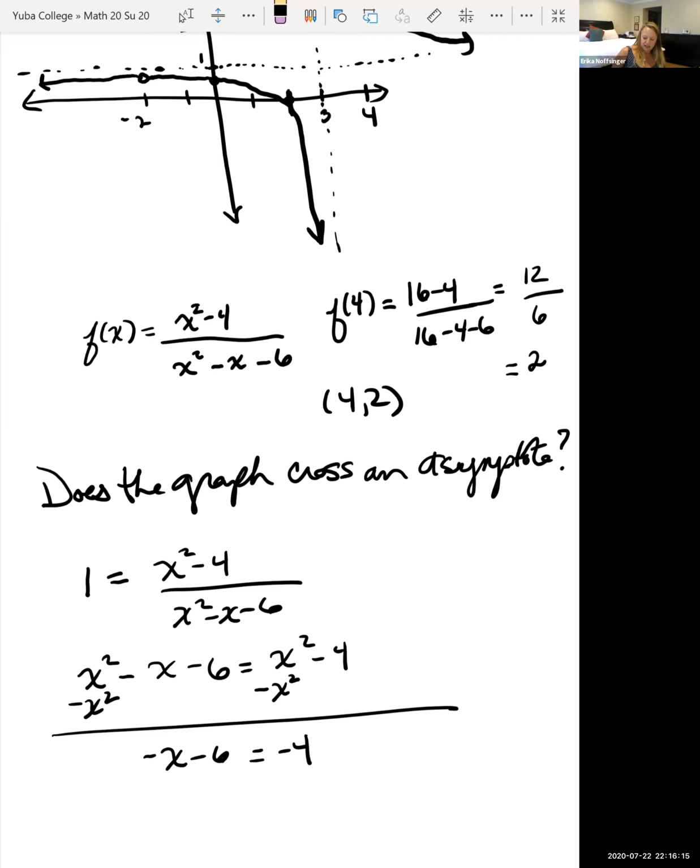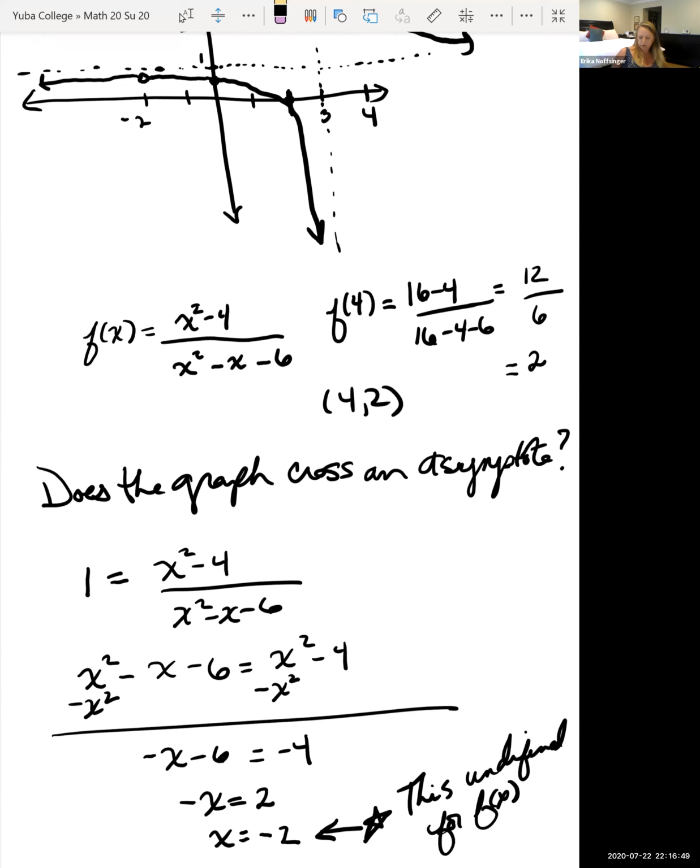So this is now a linear equation. Let's add 6 to both sides to get the x by itself. We get negative x equals negative 4 plus 6, which is 2. Then multiply both sides by negative 1, and we get x equals negative 2. Okay, x equals negative 2. This is undefined for f of x, since that sets our denominator equal to 0.